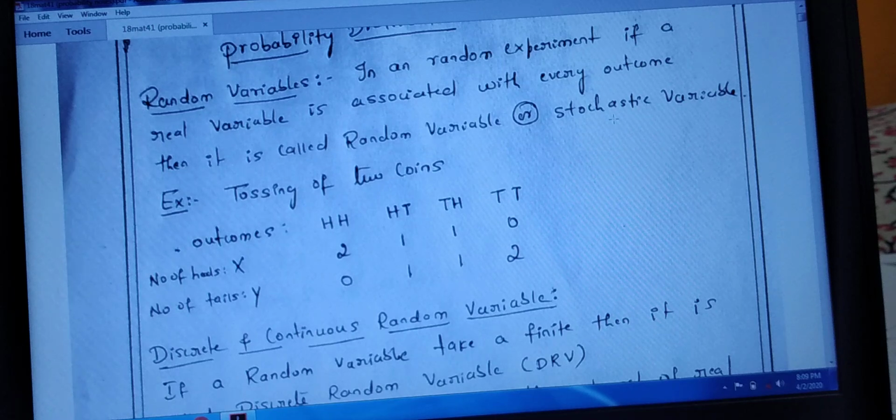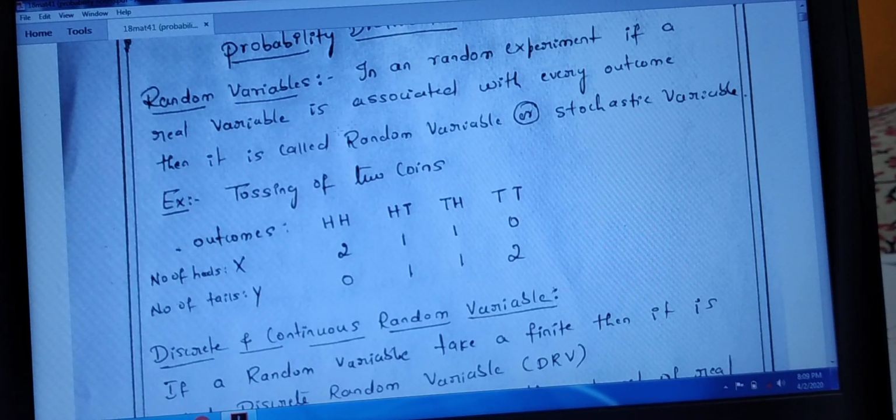You will understand this definition of random variables better with this example of tossing two coins. When you toss two coins at a time, you will get outcomes like this. Either you may get both heads, or one head and one tail, or one tail and one head, or both can be tails. This is the outcome of a random experiment. Here tossing two coins is a random experiment, and these are the outcomes for this experiment.